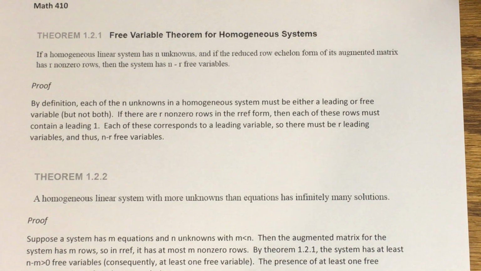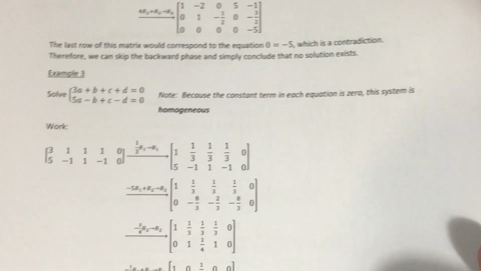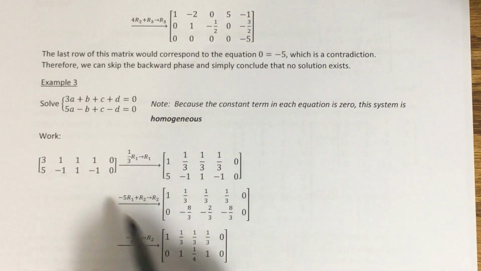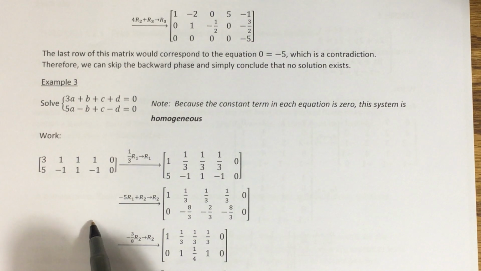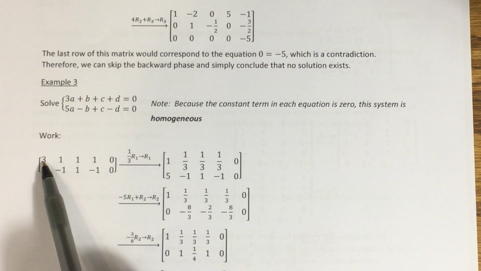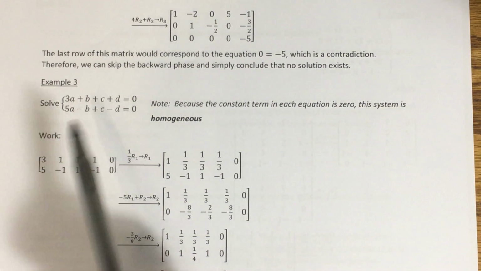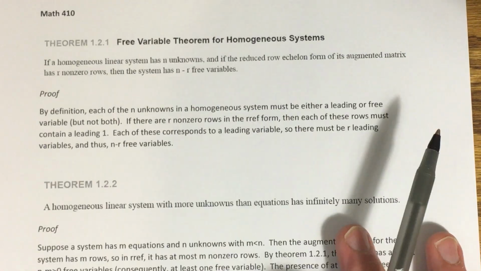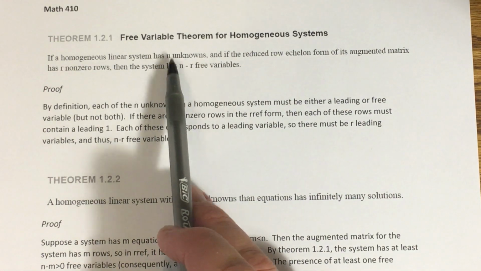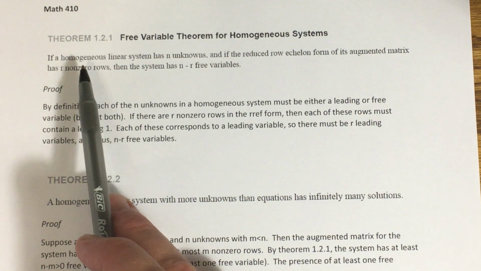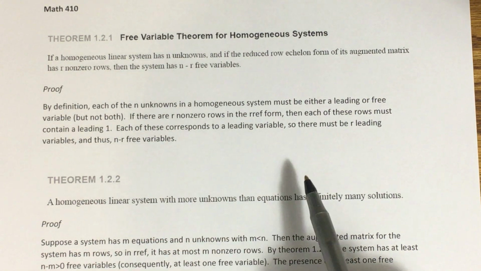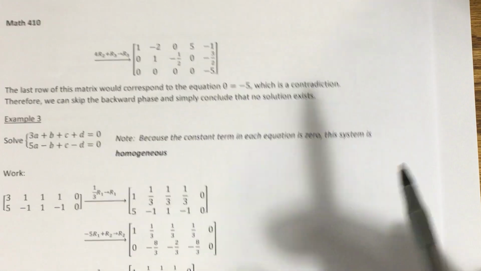Let me go back to the case where we solved a homogeneous linear system. It was this guy. Okay, so in this case, remember we had 2 equations and 4 unknowns. That's going to correspond to 2 rows for those 2 equations. Now coming over here, it says if a homogeneous linear system has n unknowns, well in this example that would be 4. And if the reduced row echelon form of its augmented matrix had r non-zero rows, then the system's going to have n minus r free variables.